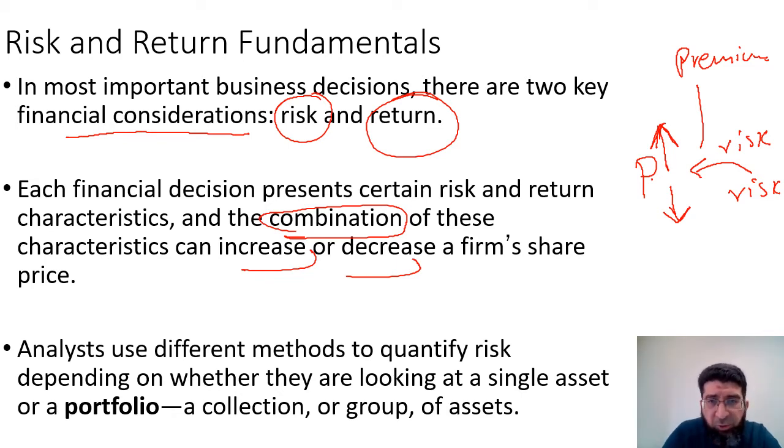Analysts normally use different methods to quantify risk, depending on whether they are looking at a single asset or a portfolio. A portfolio obviously represents a collection or group of assets. So you might have a portfolio of photographs, a portfolio of coins. Similarly, we have a portfolio of stocks, a portfolio of bonds, a portfolio of any other securities or assets.